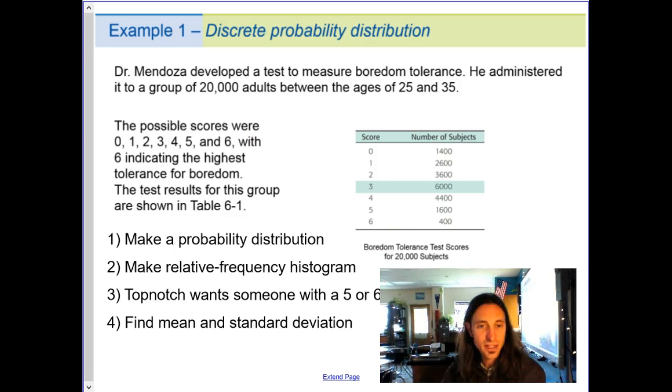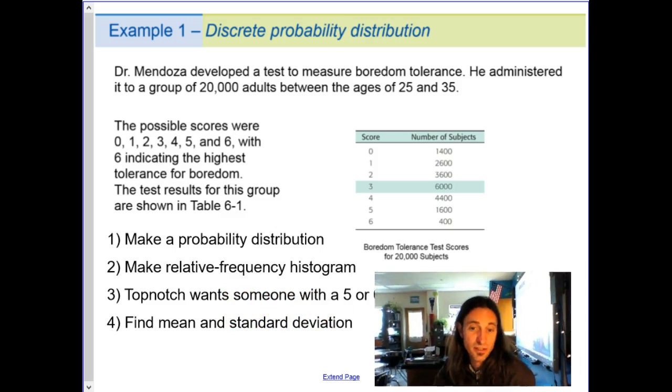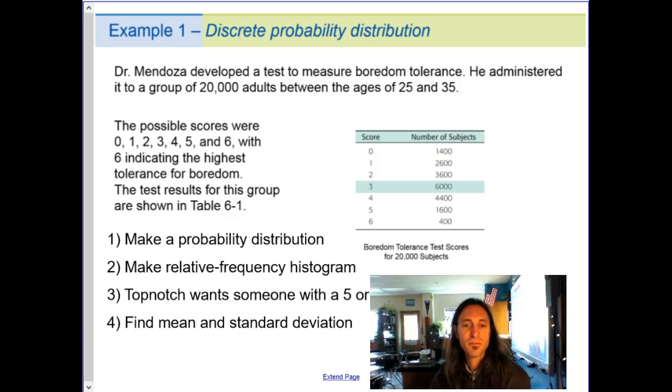So the question at hand here is, based on these 20,000 people, make a probability distribution, make a relative frequency histogram, that should sound familiar, and then a company, Top-Notch, wants someone with a 5 or a 6, so what's the probability of that? And then finally, we're going to find the mean and standard deviation. That's really the whole nutshell of this first section. So let's go ahead and do this.